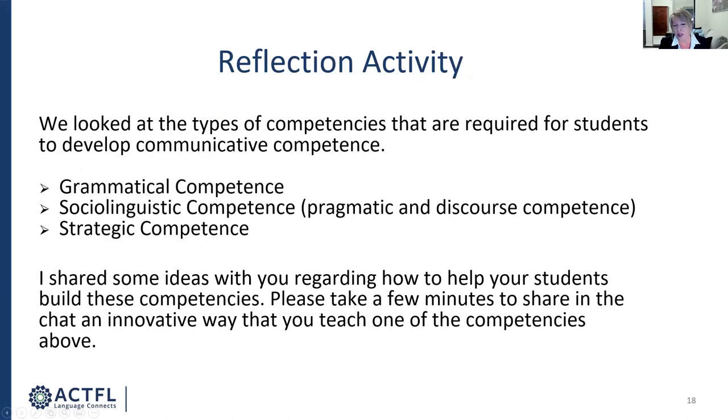We have a short reflection activity here. I think we're only going to spend maybe about 2 or 3 minutes on this one because I have more things I want to share with you. So we looked at these 3 types of competencies, and I want you to share your ideas with the group. How do you help your students build these competencies? If you have a great activity idea or something you do to help your students build one of these competencies, I'm going to give you about a minute and a half or so to put that idea in the chat, and then we'll share those with the whole group.